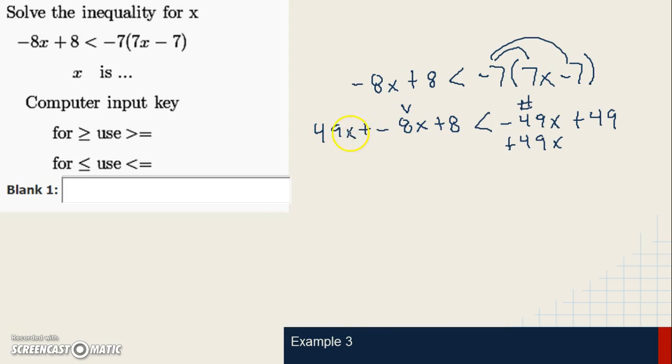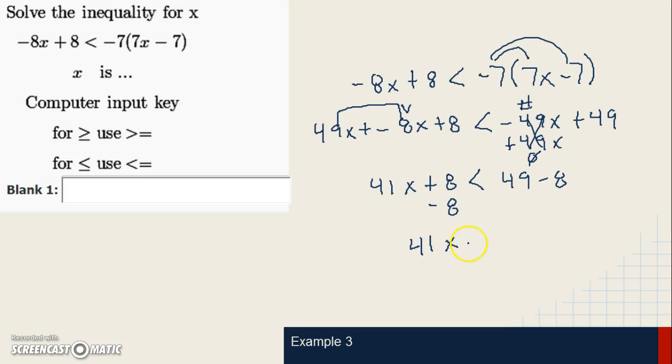Now I can simplify my like terms on this side. Negative 49 plus, or 49 plus a negative 8 is 41x plus 8 is less than, these simplify to 0, so I'm left with just 49. Now I need to eliminate my numbers, so I'm going to start with this plus 8. The inverse of addition is subtraction, so I'm going to subtract by 8 on both sides. I'm left with 41x is less than, 49 minus 8 is 41.